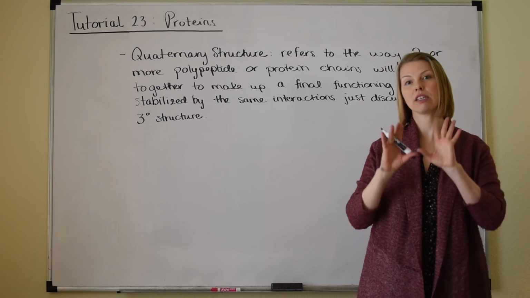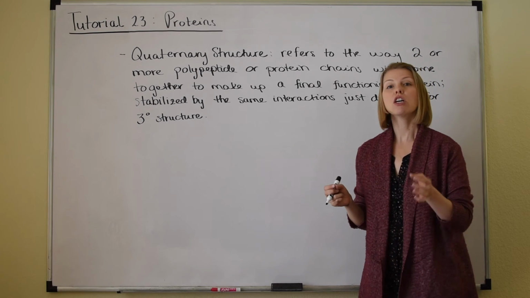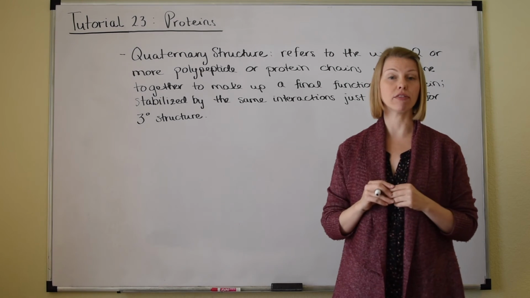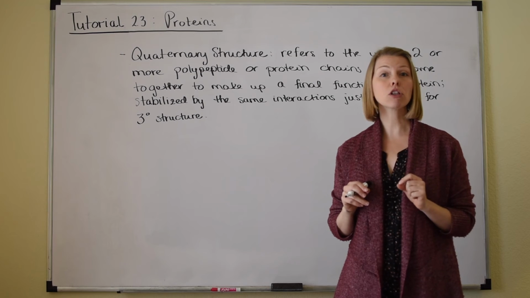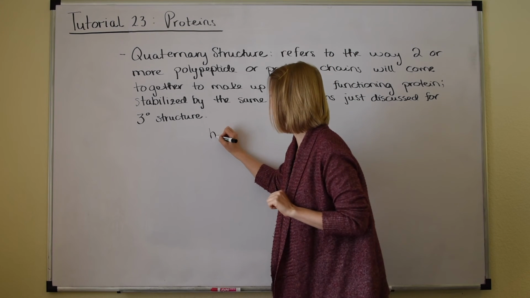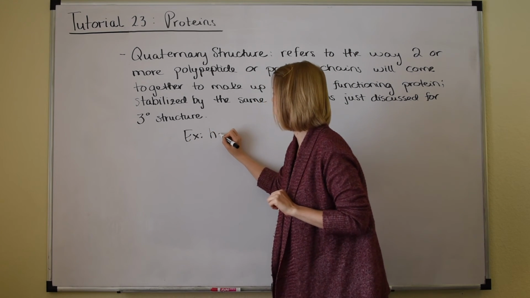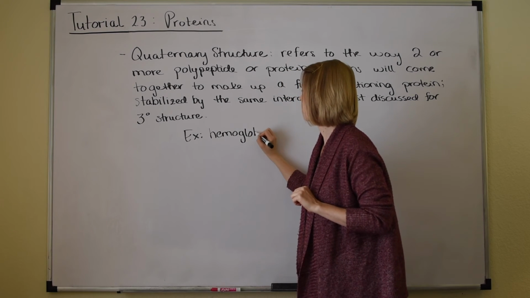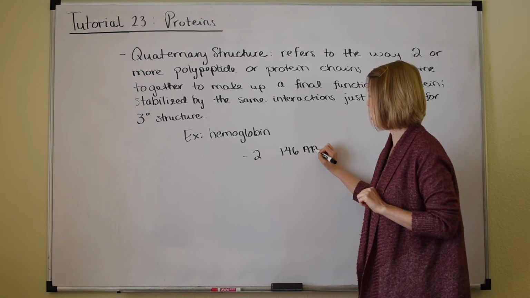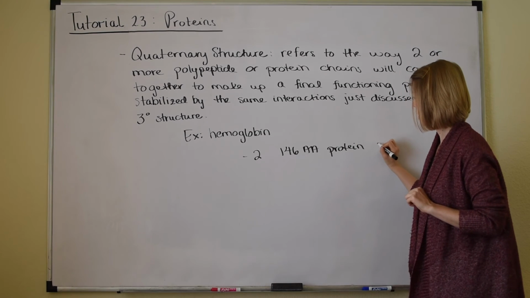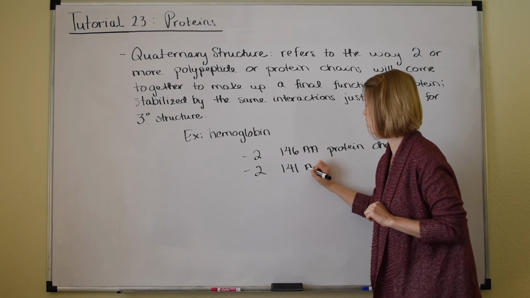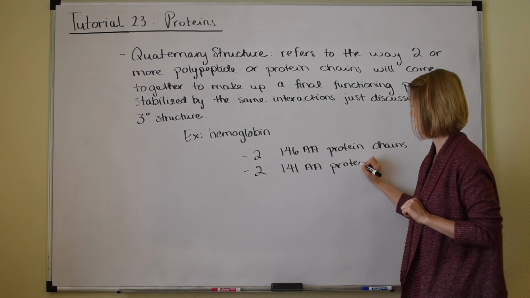All of those can also be utilized to stabilize the quaternary structure. So a great example of a protein that has the quaternary level of structure is hemoglobin. Hemoglobin is composed of 4 separate protein chains. 2 of them, so let's write here for example, hemoglobin. It's composed of 2 146 amino acid long protein chains and 2 141 amino acid long protein chains.